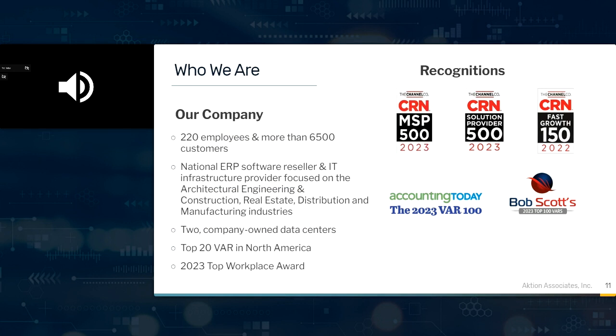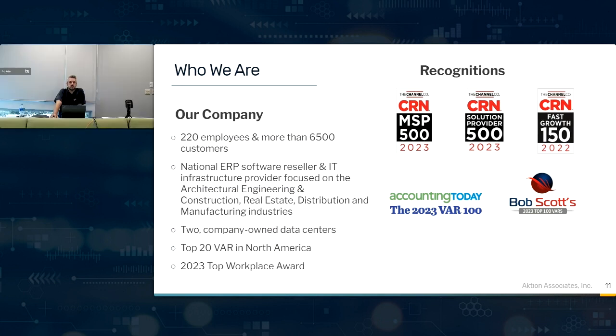Jason and I work for Action. We are an Infor partner. Our company has over 220 employees. We're a national ERP software reseller and IT infrastructure provider. We have 2 company-owned data centers, top 20 VAR in North America. We won the Top Workplace Award last year, as well as some additional recognitions.